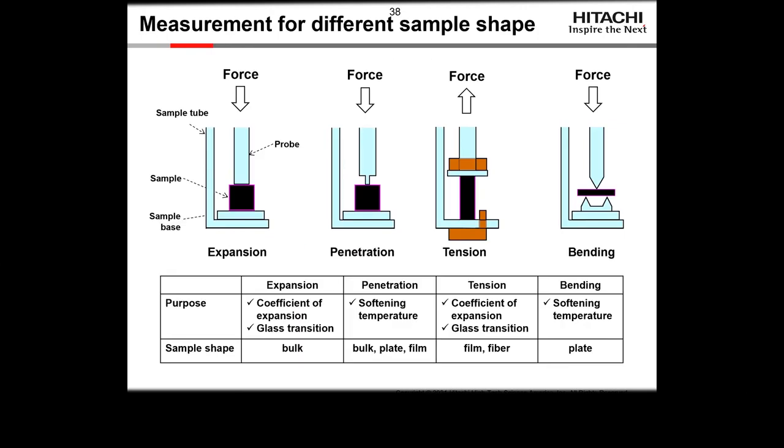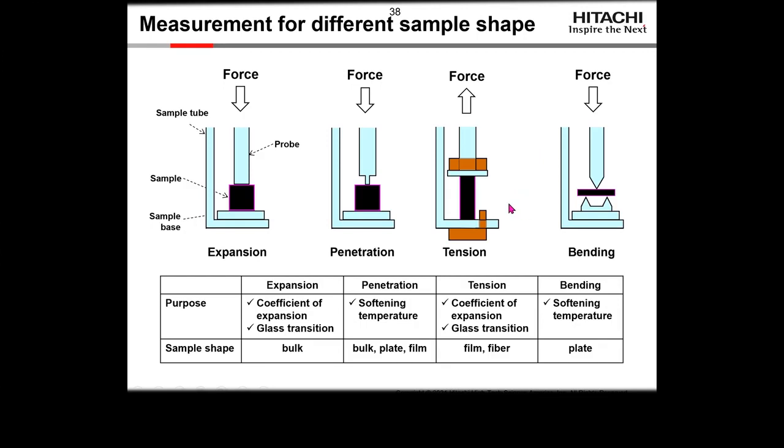Now, when you start dealing with bulk samples like this, we have to take geometry into effect. So we do have the ability to do expansion and tension. We also have the ability to do penetration and bending. These tests give you something called a softening temperature. And they're older methods, so people like to be able to occasionally duplicate them to compare modern stuff to techniques that were done before people really knew what a glass transition was.